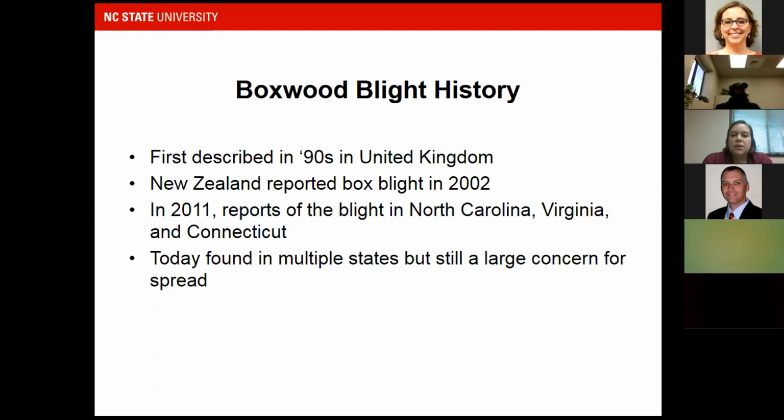It was first described in the 90s in the United Kingdom, and then in New Zealand it was reported in 2002. Both of those were described as two separate fungi, but we now know it's the same fungus that causes the disease. Then in 2011, we found reports in North Carolina, Virginia, and Connecticut, all happening that fall of 2011. Today it's found in multiple states, but there's still a large concern about the spread of Boxwood blight and moving it around. So that's a concern for the nursery industry.